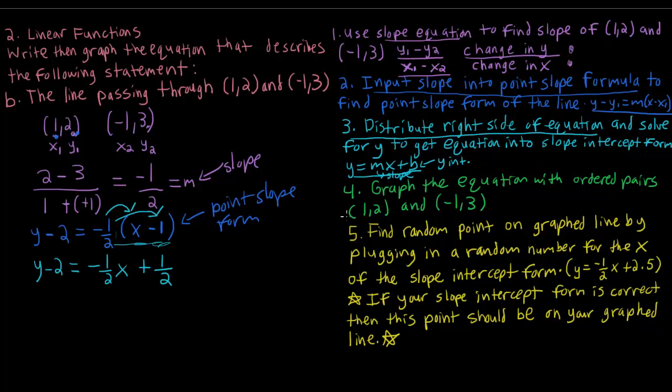And right here we want to get y by itself, so to do that we have to add 2 to both sides of the equation. We end up with y equals negative 1/2 x plus 2.5. So this right here is our slope-intercept form. This right here is our y equals mx plus b.